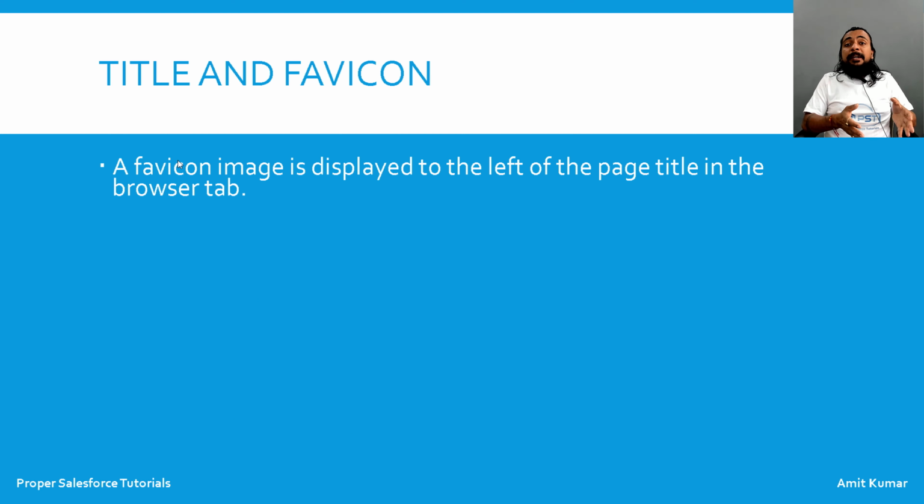A favicon image is displayed to the left of the page title in the browser tab. So sometimes when you open a web page, you might have seen a small image, a small icon appearing just on the left side of the title. That small image is nothing but favicon. And because it is a very small image, it is highly recommended to use small images for it.